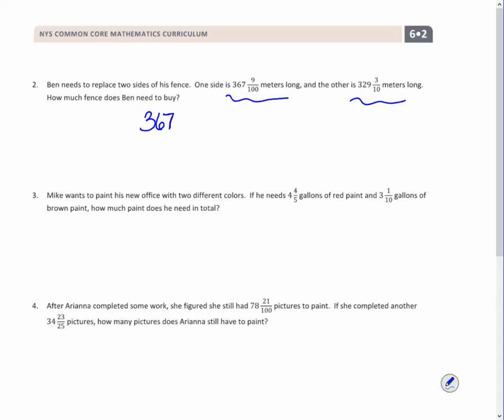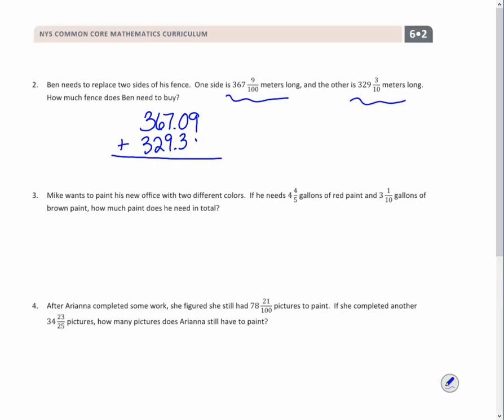So 367 and 9/100. Now a lot of kids are going to make the mistake and slap down 0.9, right? But this is 9/100. So we've got to have 0 in the tenths place, and then 9 goes in the hundredths spot. We have 329 as our second value, and 3/10. So 3/10 would look like that, and we want to add those.